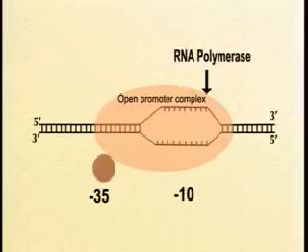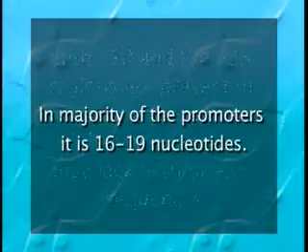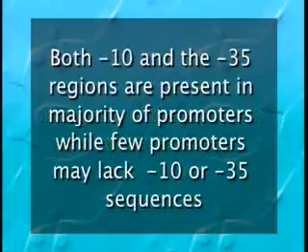The distance between the -10 and the -35 regions varies from promoter to promoter. In the majority of the promoters, it is 16 to 19 nucleotides. Both -10 and -35 regions are present in the majority of promoters, while a few promoters may lack either the -10 or -35 sequences. Each promoter has a certain degree of variation from the consensus sequence, and the promoters of highly expressed genes should not deviate much from the consensus sequence.